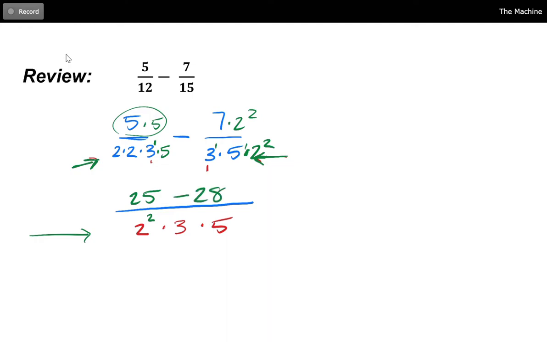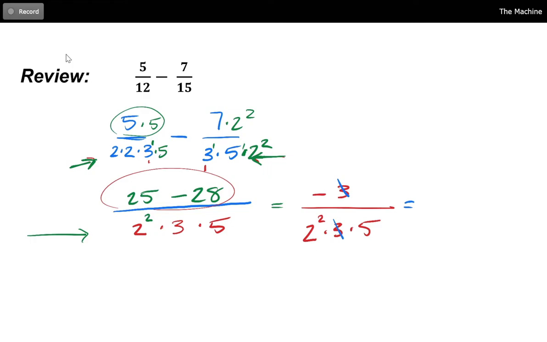And now all I have to do is just do my operation on the numerator. What's 25 minus 28? That's -3 all over. And what is this down here? Don't multiply it out yet because you'll see why in just a second. This is going to be 2 squared times 3 times 5. And if you'll notice, I have a chance to reduce right here. This 3 and this 3 will cancel. And so my final answer then is going to be negative 1 over, what's 2 squared that remains? 4 times 5, negative 1/20. There's my final answer.